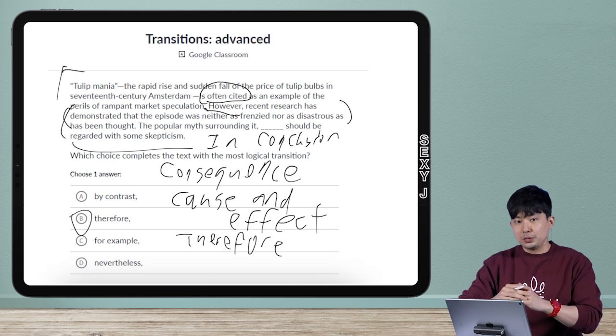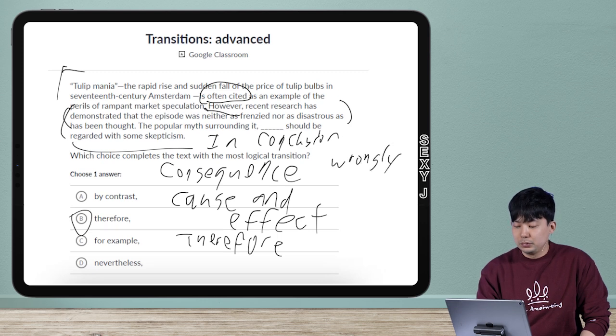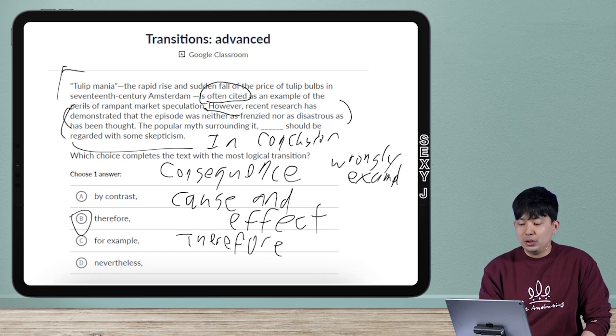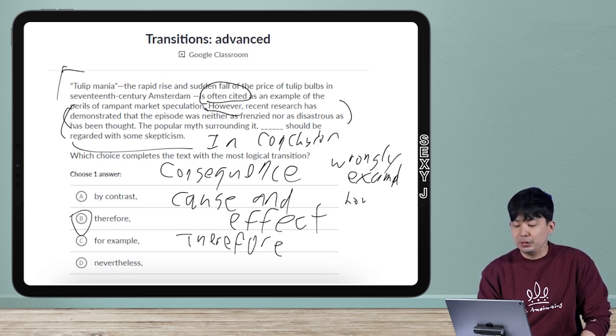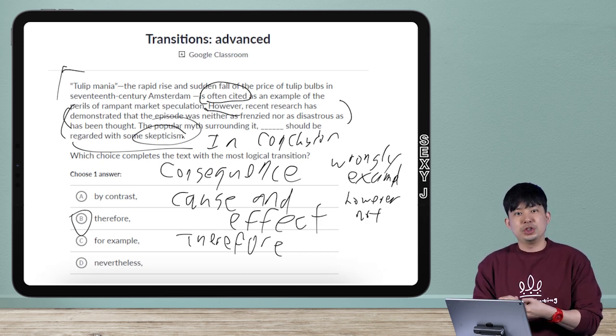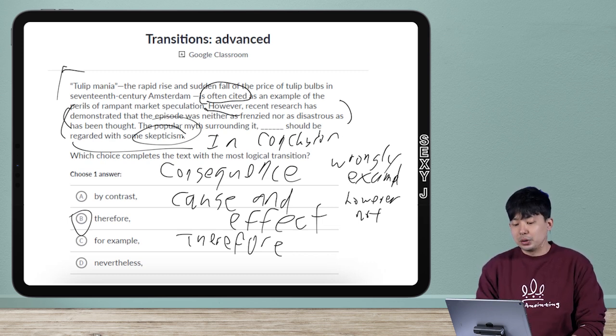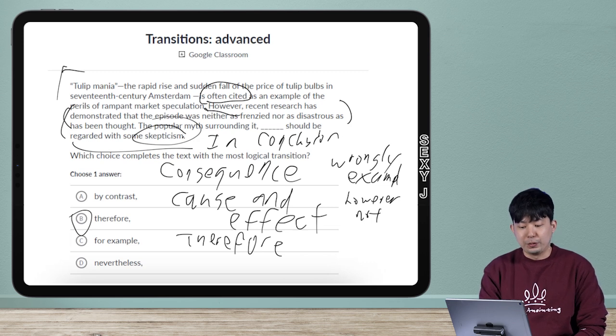Now, bigger picture idea in terms of connecting everything, what is it? People said wrongly that this is an example of something. I don't really care what it is, okay? However, we have seen it's not a good example. Therefore, we should be skeptical. Right, that's the chain of logic. People think that this is a good example. However, recent research shows that it's not. Therefore, we should regard it skeptically, aka we should doubt it. To be skeptical is to doubt something, right? So our answer here is B, therefore, okay?